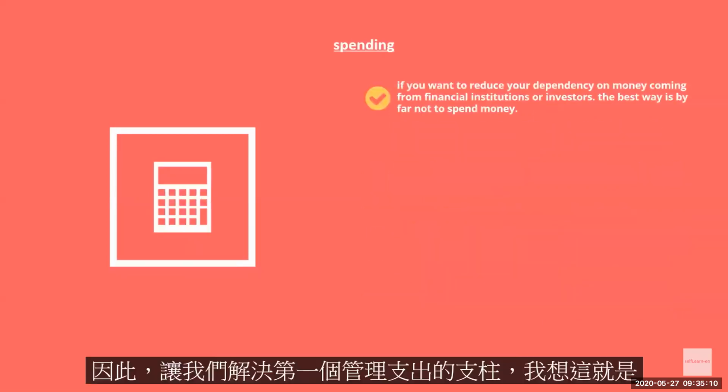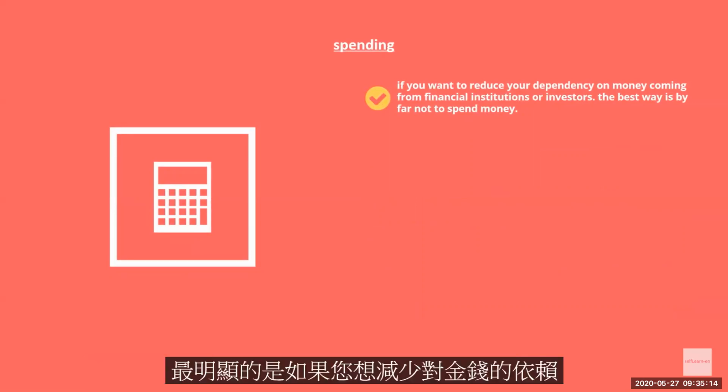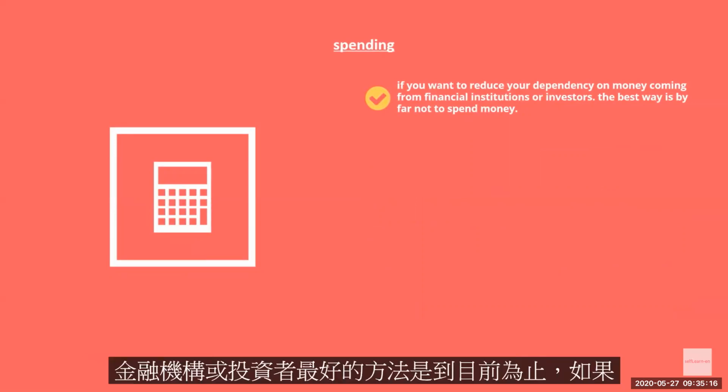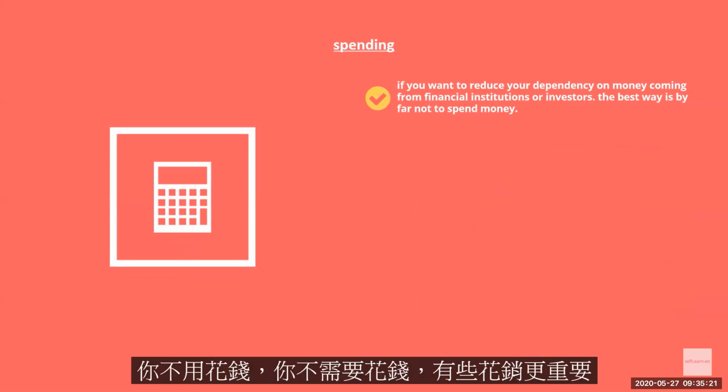So let's tackle our first pillar, managing spending. I guess this is the most obvious one if you want to reduce your dependency on money coming from financial institutions or investors. The best way is by far not to spend money. If you don't spend it, you don't need it.